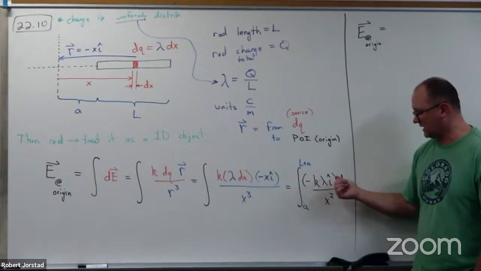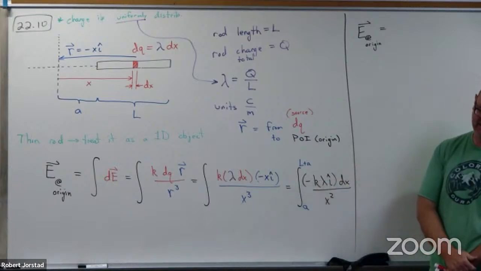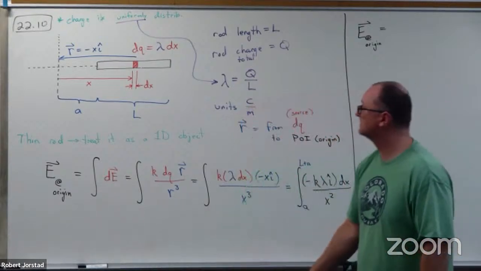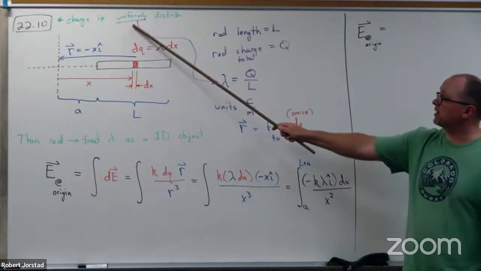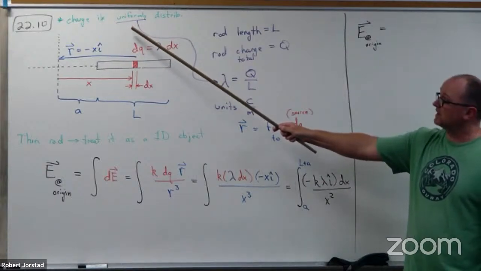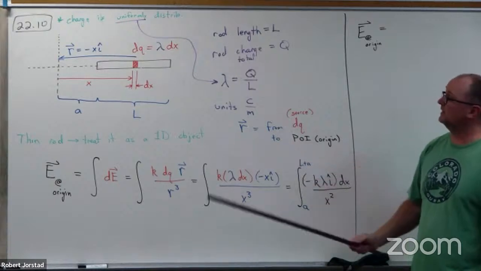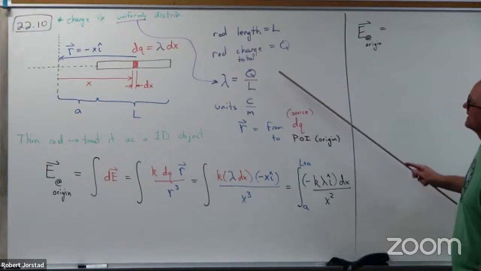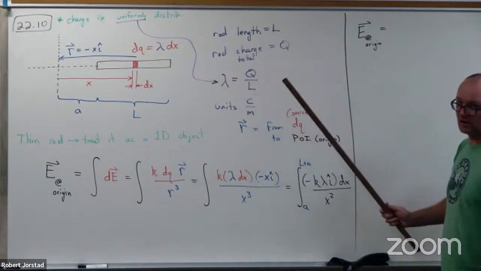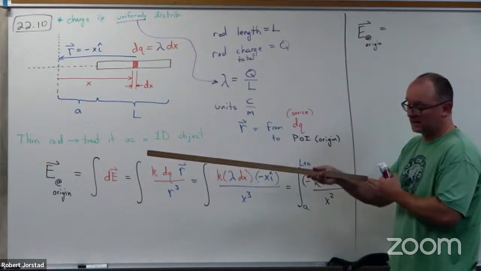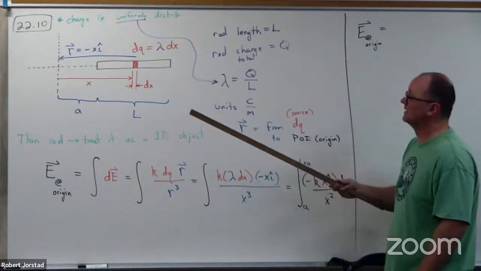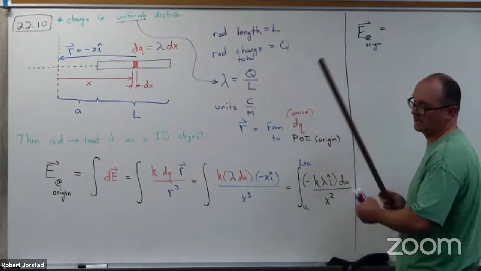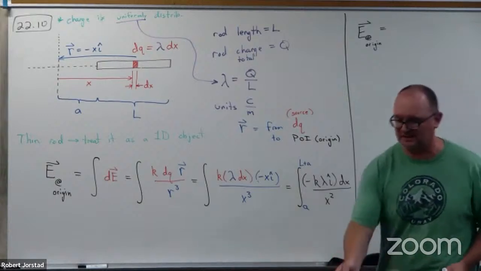So K, -1, i hat. Is lambda a constant? In this problem it is. Because the charge is uniformly distributed, lambda is total charge over total length. These are not changing. The total amount of charge is the same. The total length of the rod is the same, right? We aren't talking about x or dx here. This is the total length of the rod. So lambda is also constant.